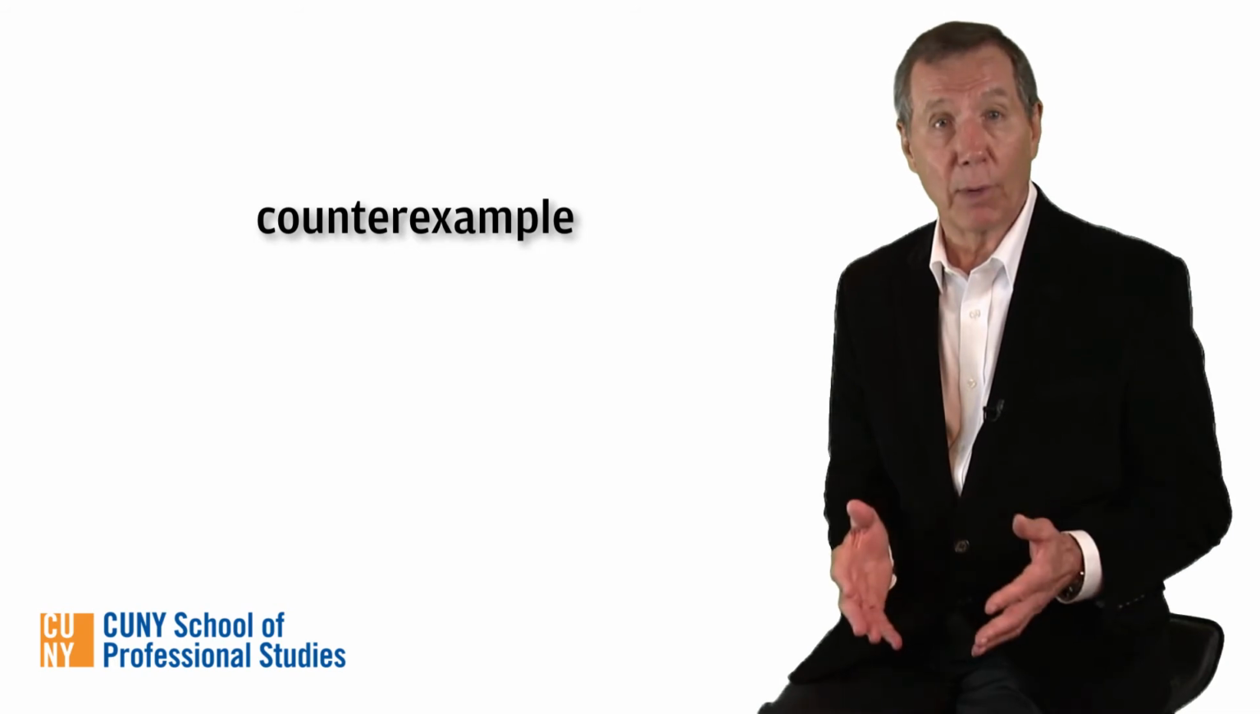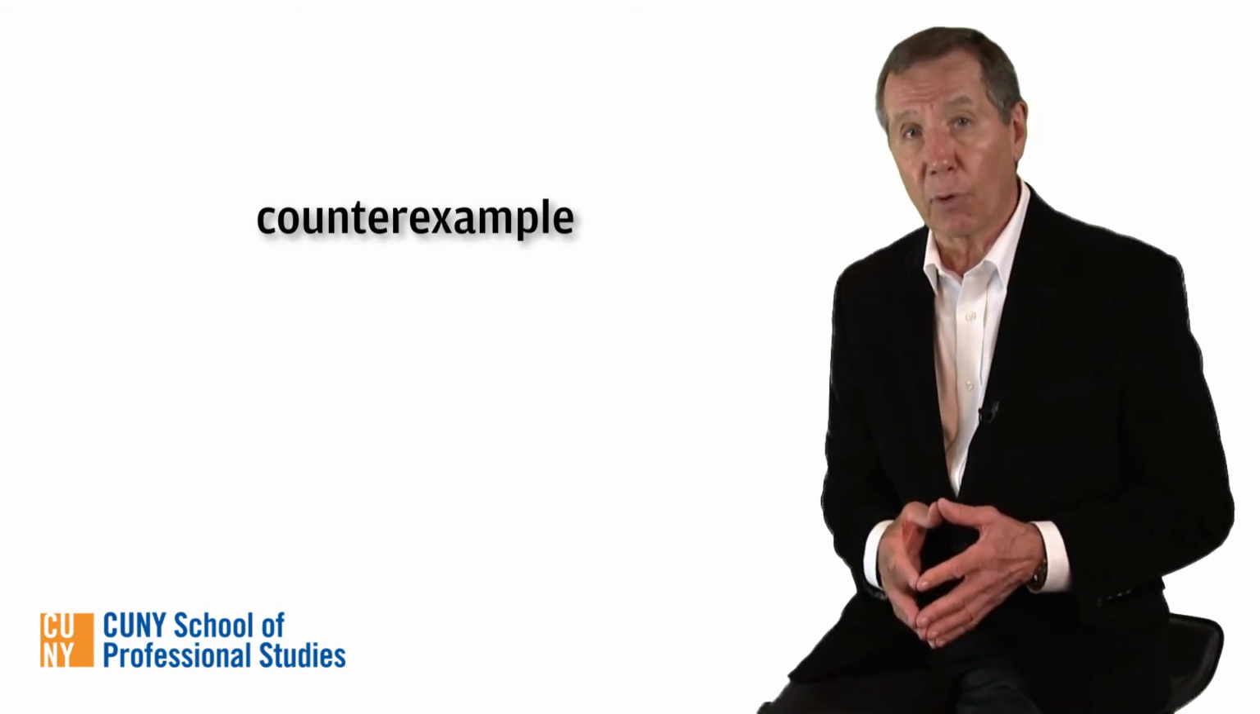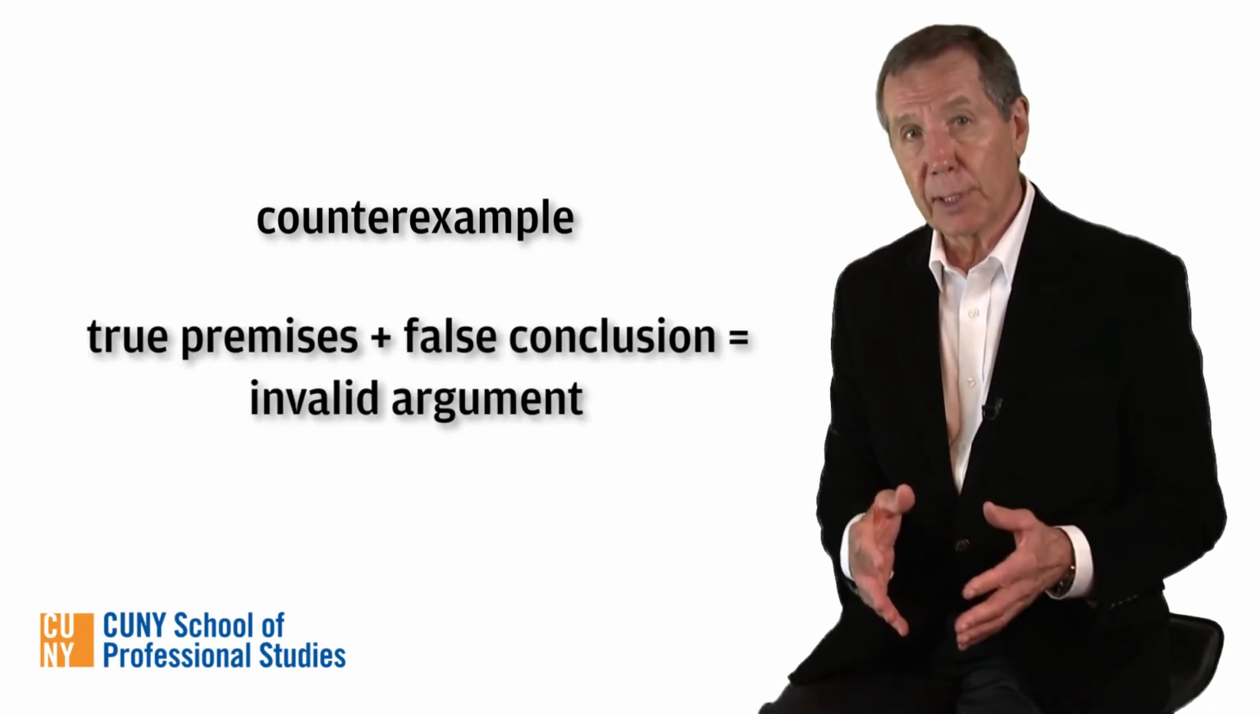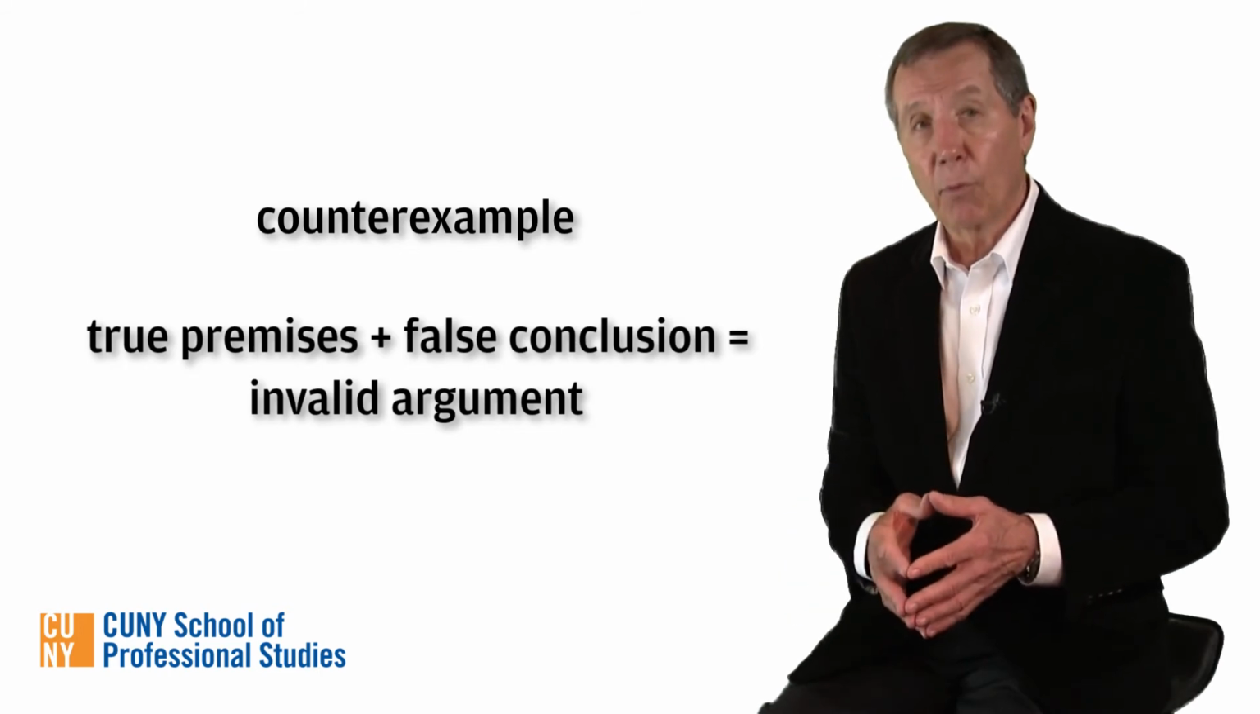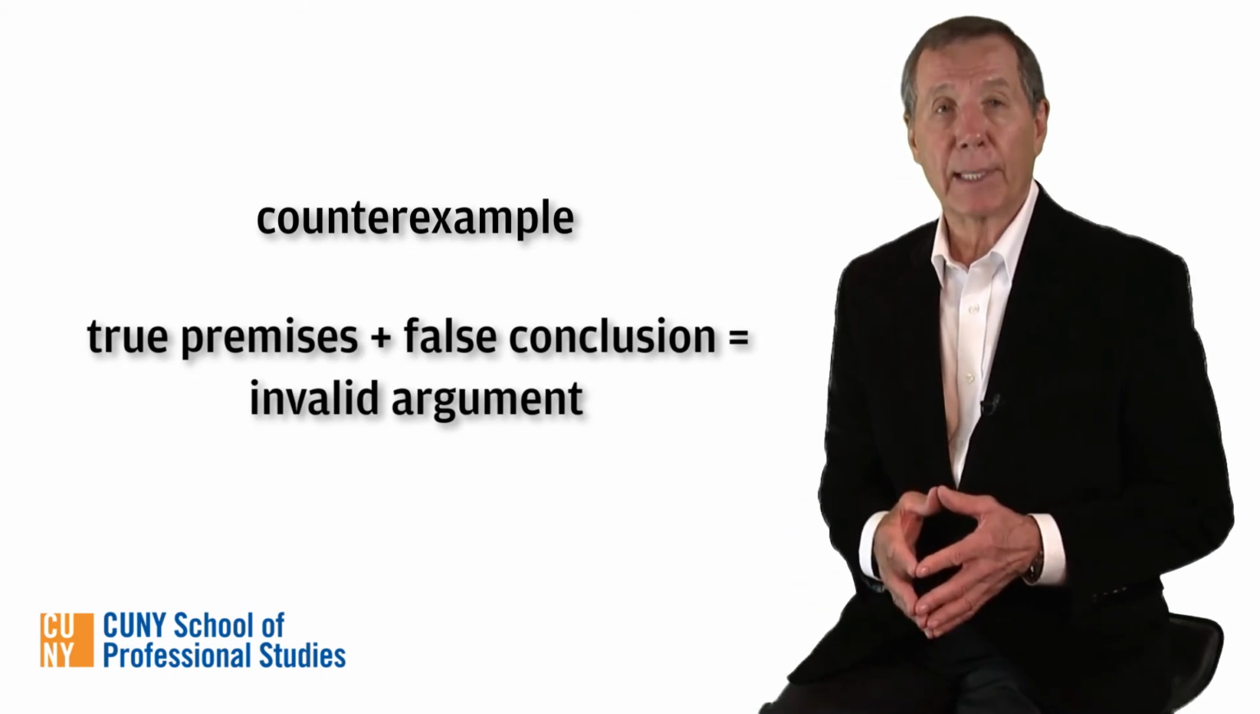That's all we need to do to prove that the original snake argument is invalid. Come up with one counterexample, one way of filling in the placeholders in its form to get true premises and a false conclusion. With our counterexample method, we can prove invalidity. Side note, proving that an argument is valid is more difficult. Later in the course, we'll discover a method for doing so.